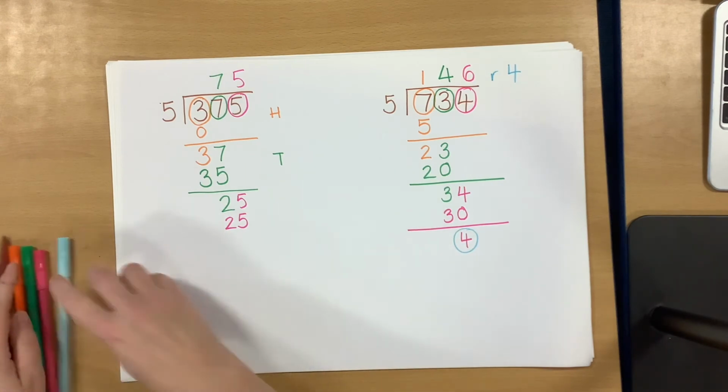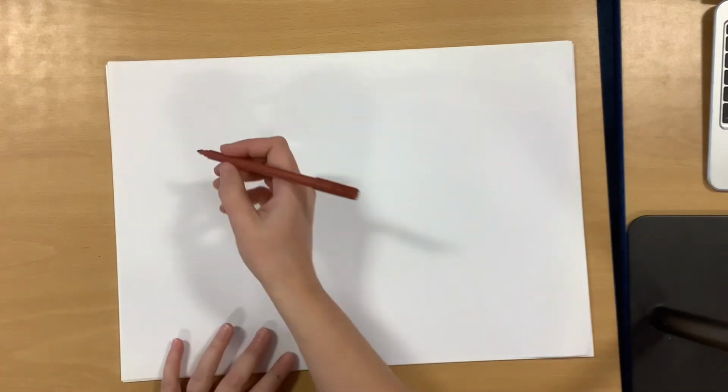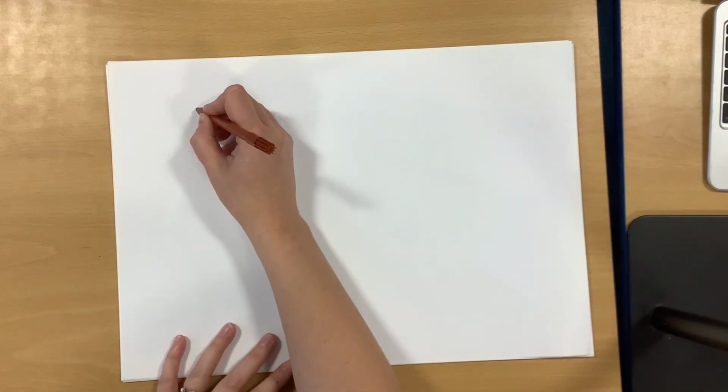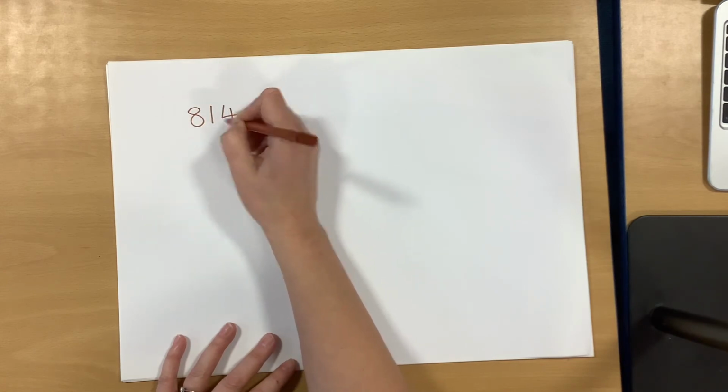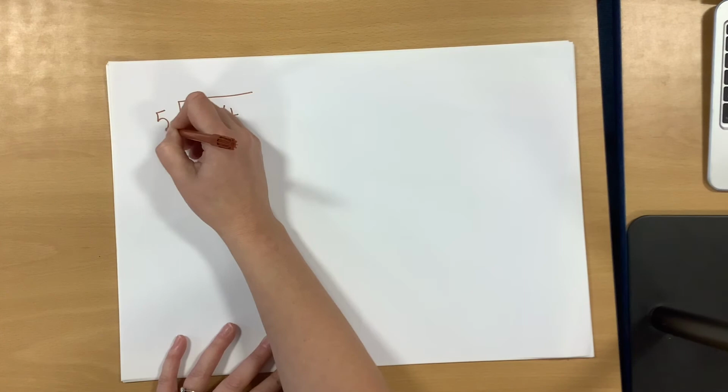Okay, let's do another couple. Okay, so hopefully you're getting a little bit more confident as we go along. Let's have a look at this one then. Can you do for me 814 divided by 5?